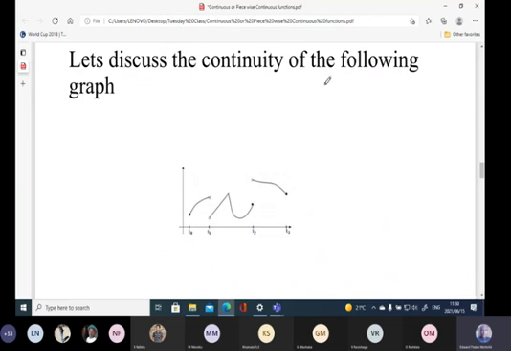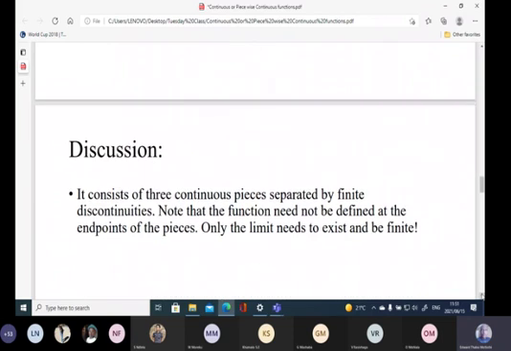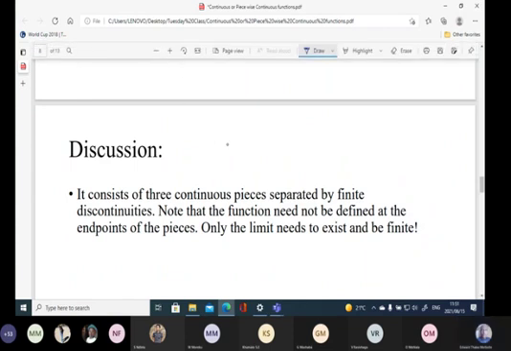Now here they ask you to discuss the continuity of this function. So the discussion is below. It consists of three continuous pieces separated by finite discontinuity. Note that the function need not be defined at the endpoints of the pieces, only the limit needs to exist. Okay, so for us to discuss this continuity, basically we are going to look for f(a), the limit as x approaches a of f(x), and then we must prove that f(a) is equal to the limit as x approaches a of f(x).